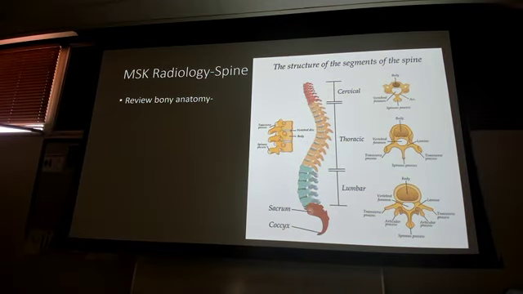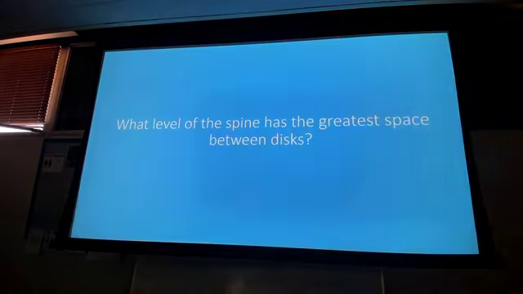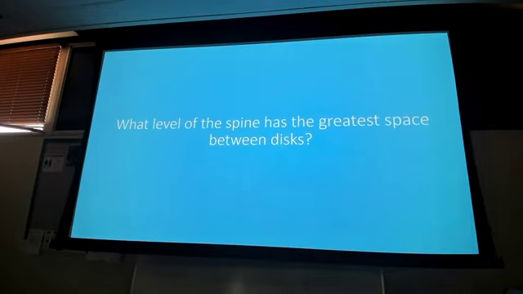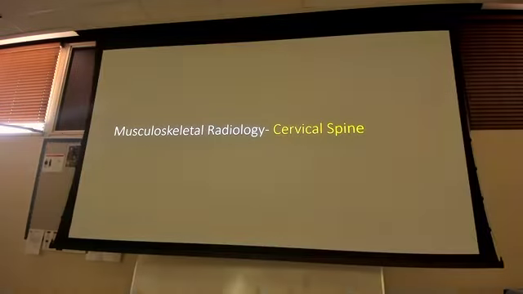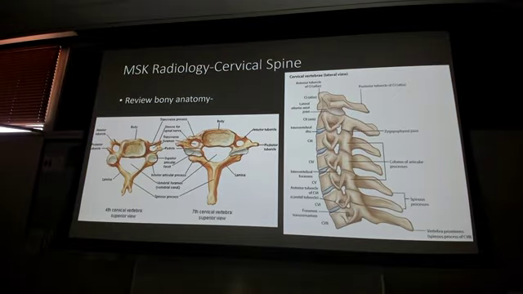Here's your anatomy. It's the spine. More anatomy there. Understand that we have our discs, right? That annulus fibrosis, nucleus pulposus. That's important to know because we're going to talk about herniated disc dissection and how we can diagnose that. Which level of spine, though, has the greatest space between their discs? Right? Lumbar. Larger. Segue to talk about the cervical. Makes sense.